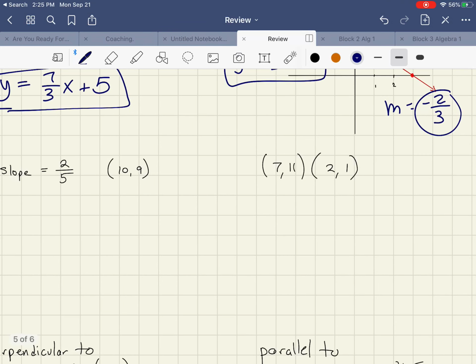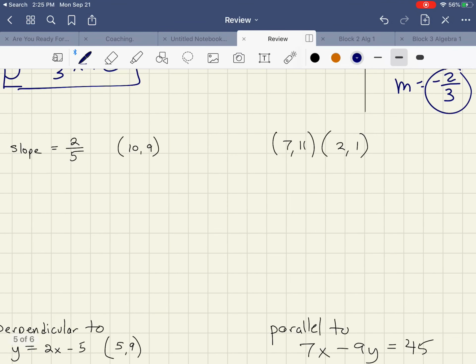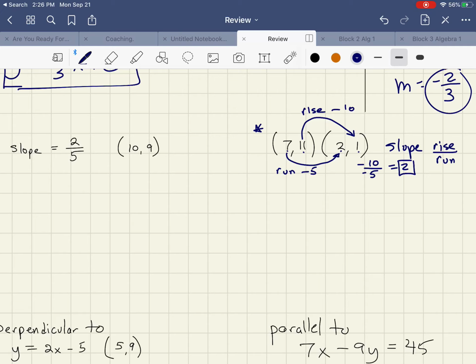These next two problems are a little bit trickier. There is a process to go through. I'm going to do this one here. First I'm going to find the slope, which is the rise over run. The rise is found by the change in the y value. The run is found by the change in the x value. So the rise from 11 to 1 is down 10, and the run from 7 down to 2 is down 5. So if I put those as a fraction, -10 over -5, I actually get a slope of 2. So I found the slope.